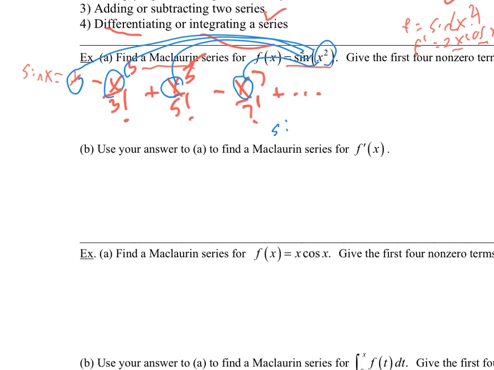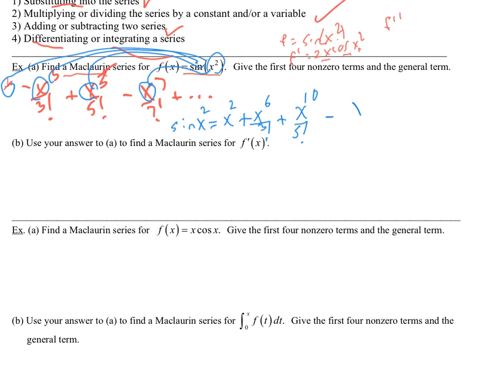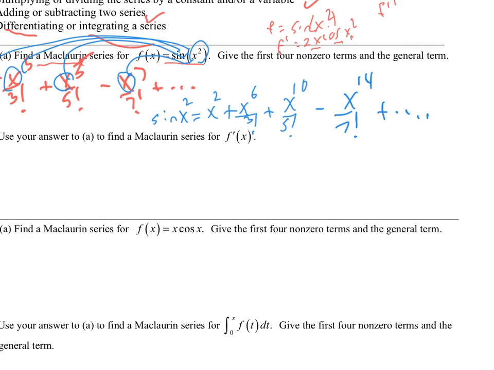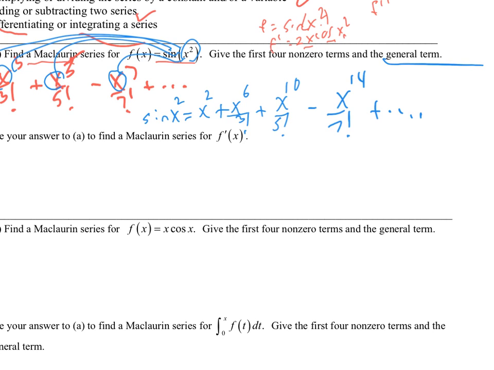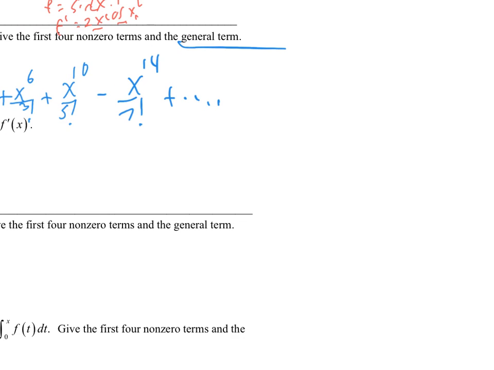Sine of x squared will simply be x squared plus x to the 6th over 3 factorial plus x squared to the 5th, which is x to the 10th, over 5 factorial, minus x to the 14th over 7 factorial, and we can continue. And he wants the general term, but I just messed up that last one, so I'm going to have to let you think about it.